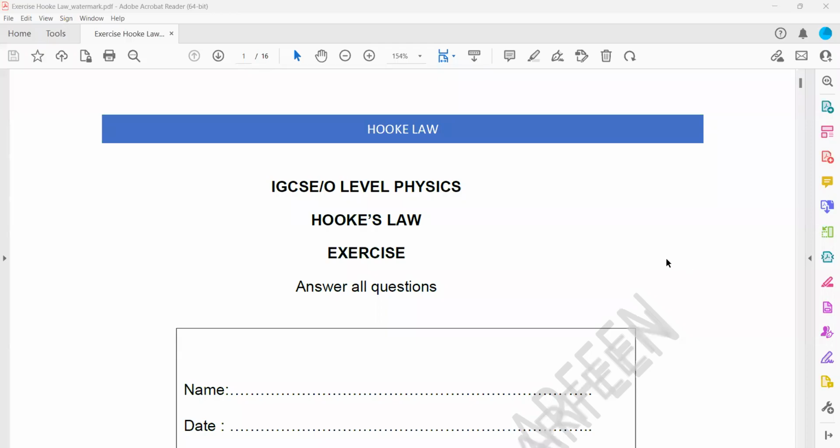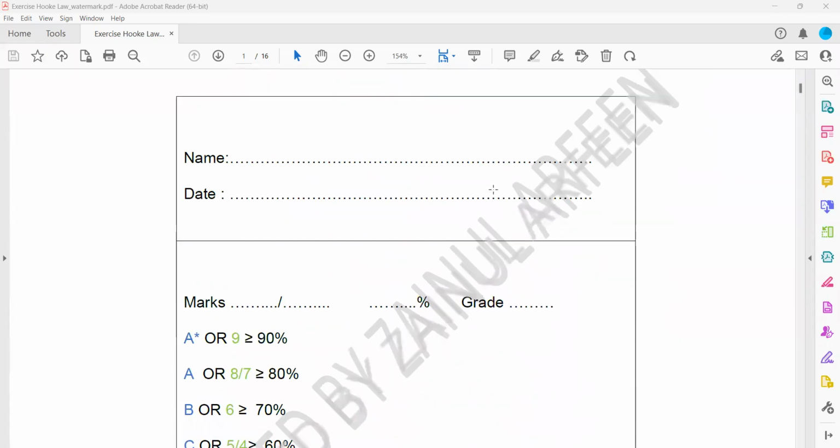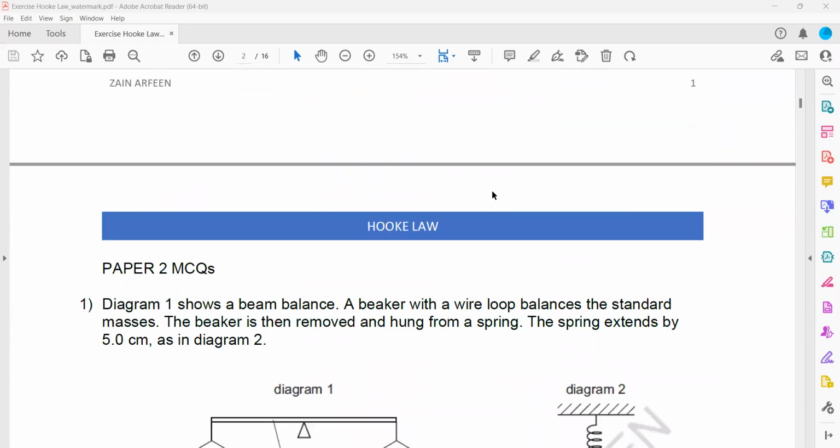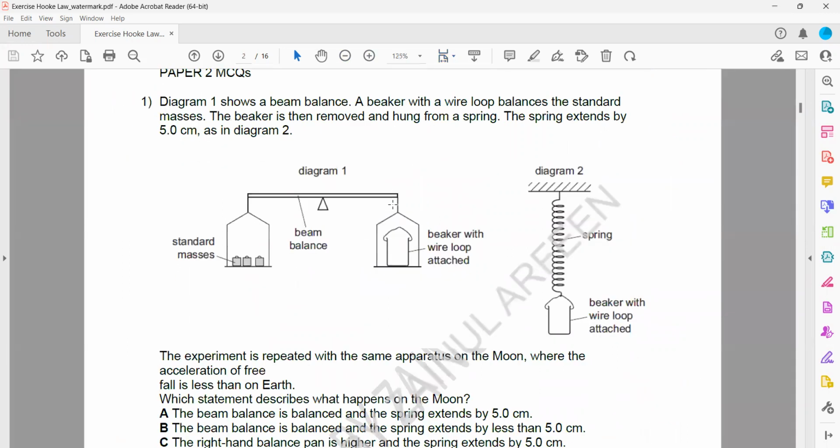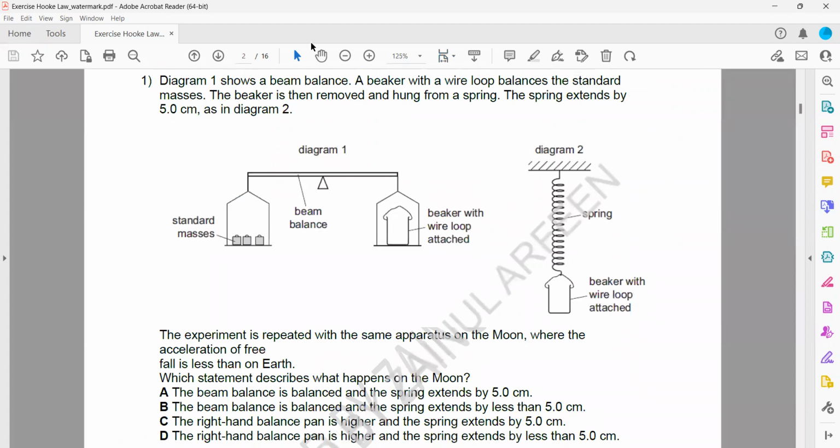So we'll discuss the Hooke's law exercise today, the questions from Hooke's law. Question 1 is related to paper 2, multiple choice questions. You can see diagram 1. In diagram 1, a beam balance is being used.